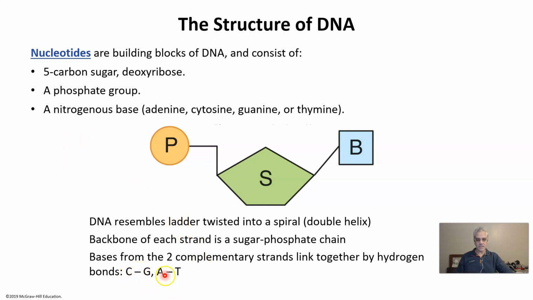C with G, A with T. The way to remember that is cars park in garages, apples fall from trees. Cars in garages, apples on trees. C, G, A, T, always. So these are called complementary base pairs. You've got to get used to that terminology. You're going to hear it a lot from now on.